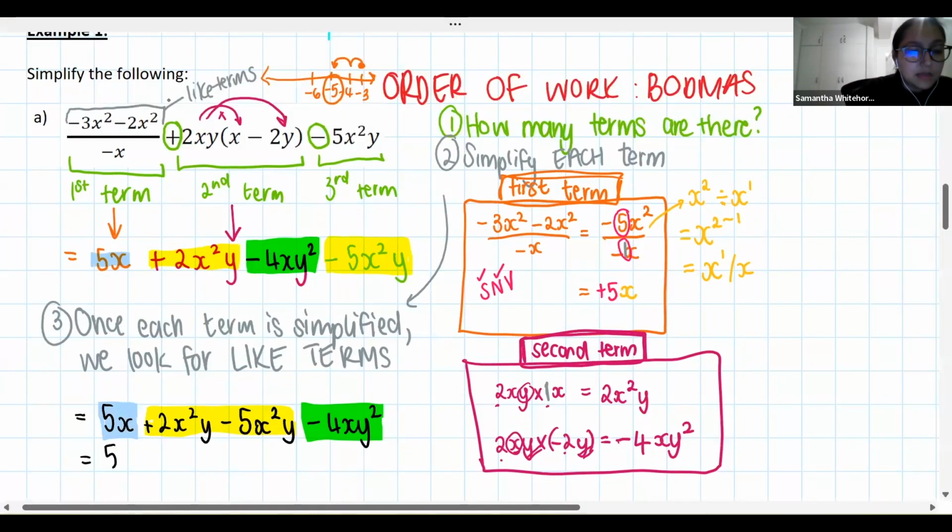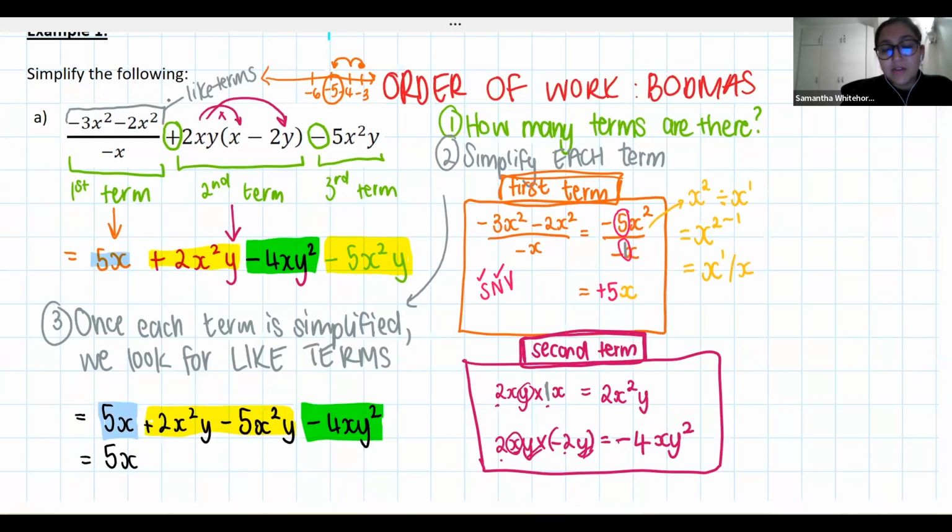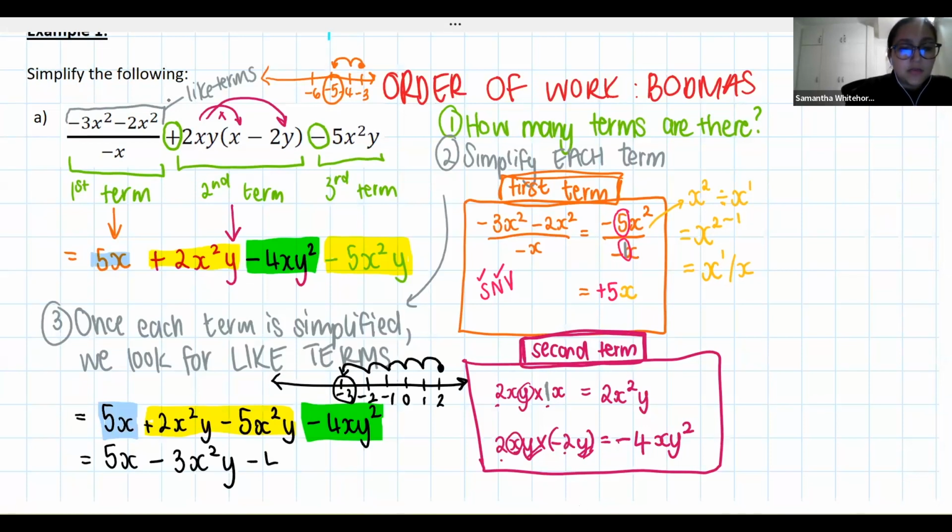So the 5x is by itself. 2x squared y minus 5x squared y. Again, if you envision a number line for yourself, I'm currently at positive 2x squared y's. I want to take away 5 of them. So here I am at 2 minus 1, 2, 3, 4, 5 takes me to negative 3x squared y. And then that minus 4xy squared again stays by itself because it's got no like terms.